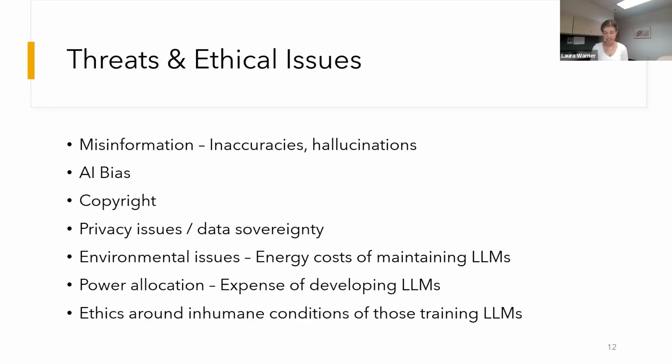There's the power allocation to the companies that are creating these. The big tech puts lots and lots of money into lobbying. Are they really developing these with an ethical mindset for all of humanity? Or are they developing these and making just tons of money? So you do have to think about the power allocation here.